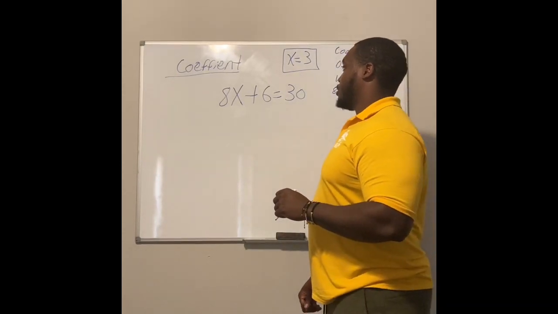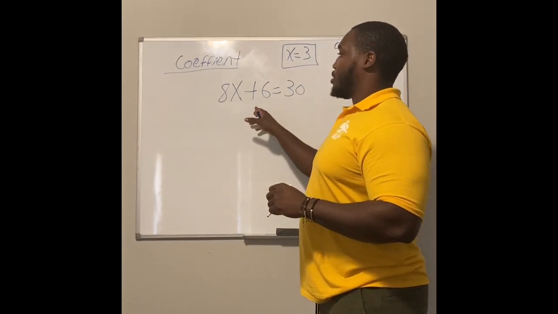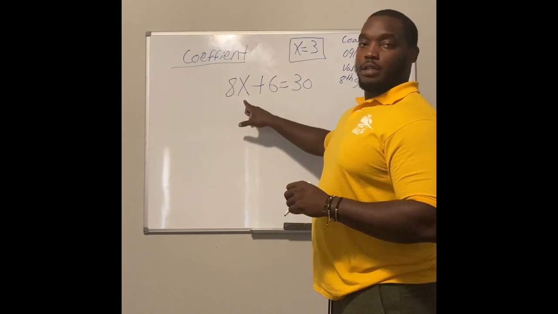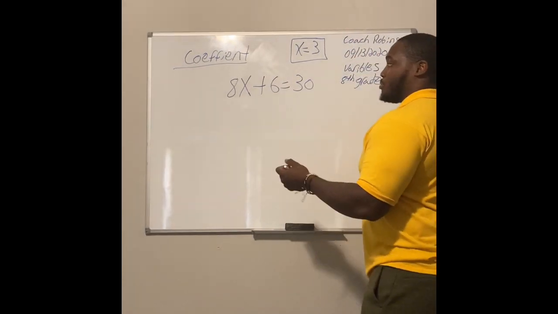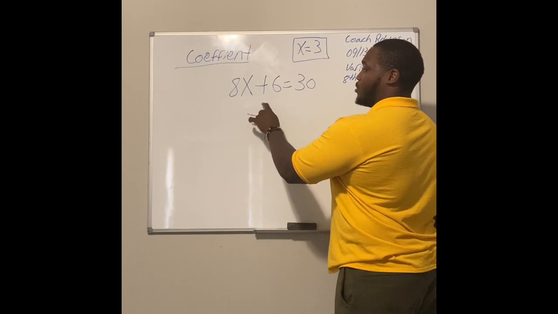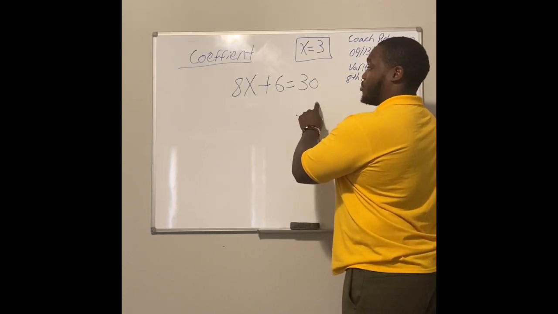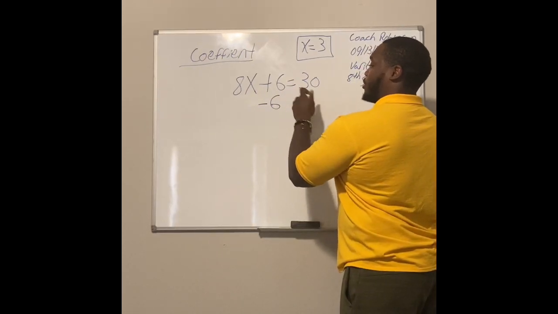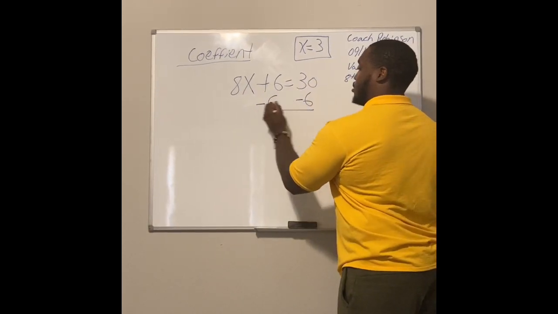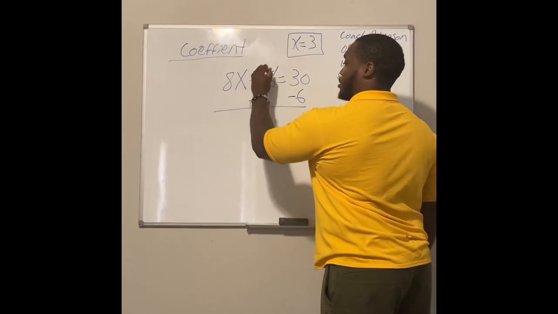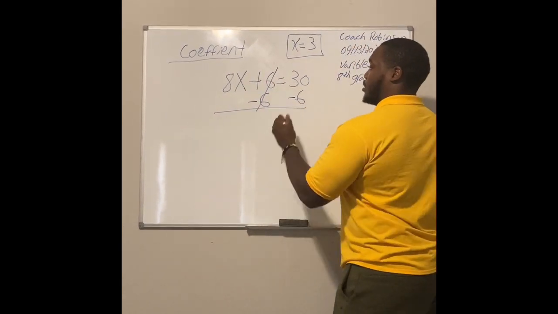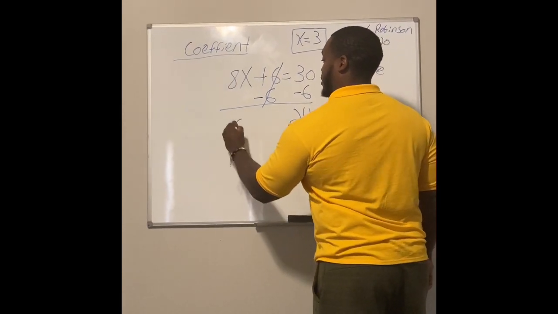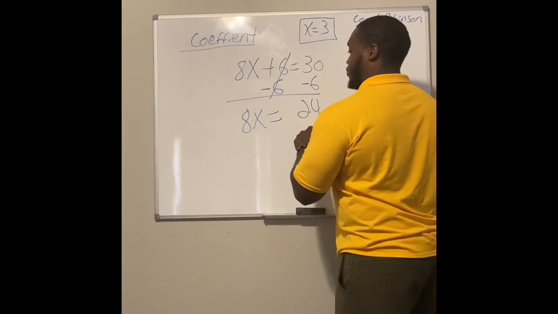What you can do is you will have to change the operation of this problem to a subtraction problem in order for you to isolate the x. So the algebra rule states whatever you do to one side of the equal sign, you have to do to the other side of the equal sign as well. So we're going to minus 6 from right here, and after the equal sign, we're going to minus 6 as well. So now this cancels out because 6 minus 6 is 0. 30 minus 6 is 24. So this turns into 8x equaling 24.